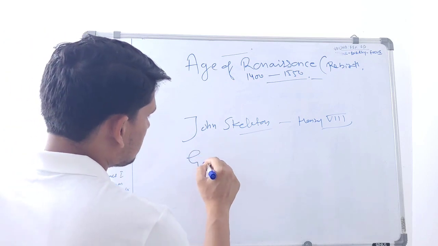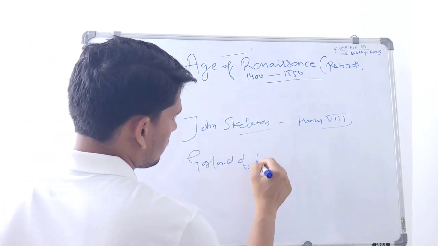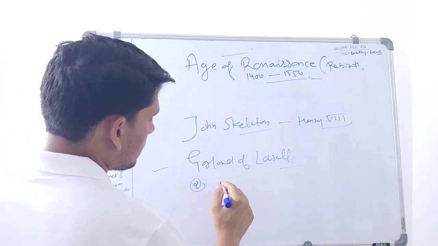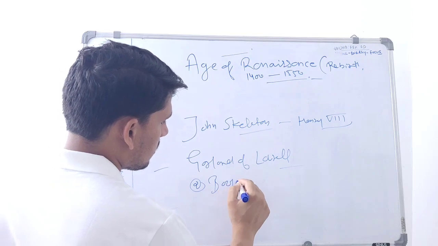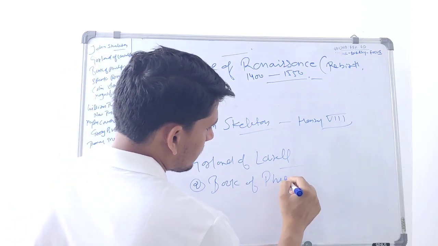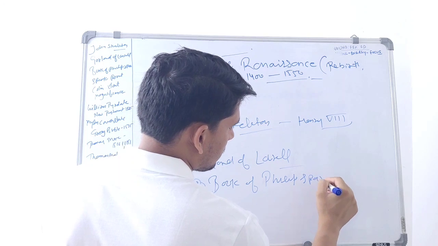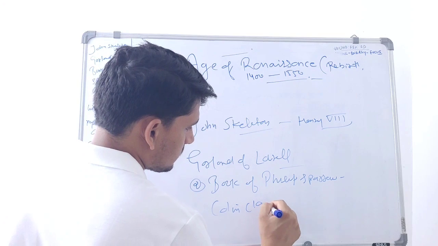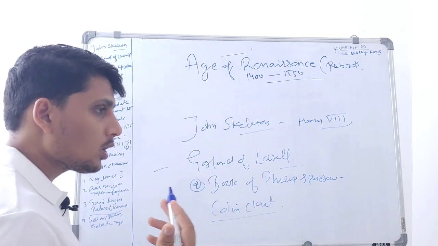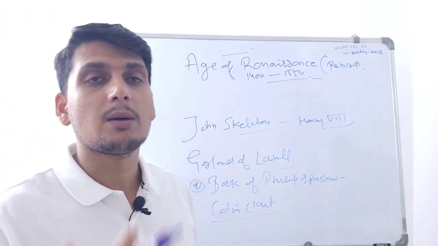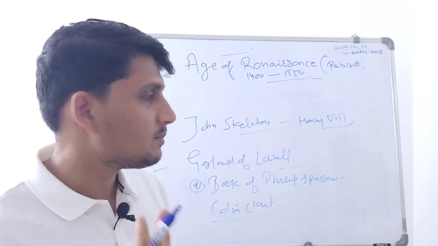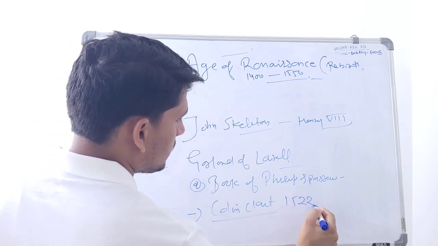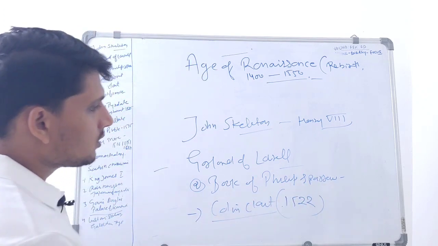One is the Garland of Laurel, right? Another one is the Book of Philip Sparrow, right? Colin Clout, right? During this age, we also get to see the emergence of dramas, your miracle, morality, and mystery plays, right? Colin Clout was published in 1522. Their dates are unknown, right?